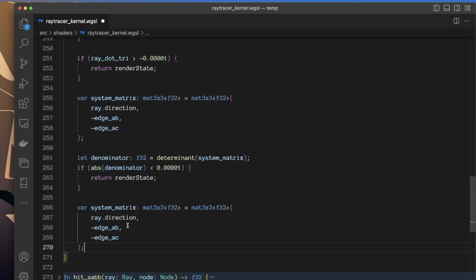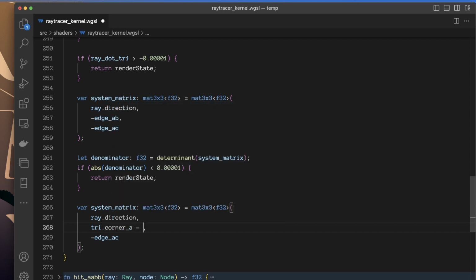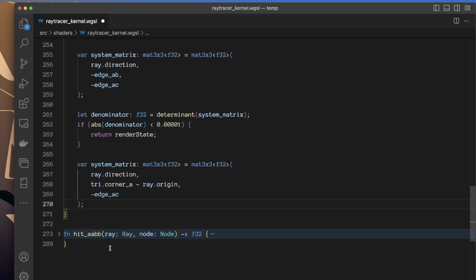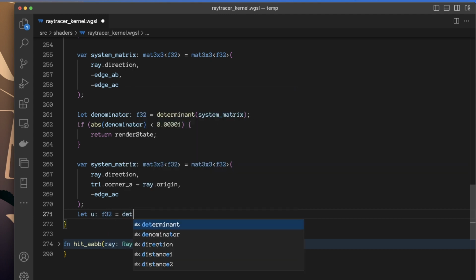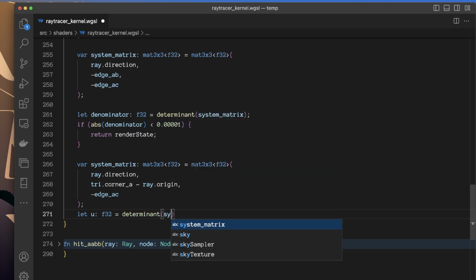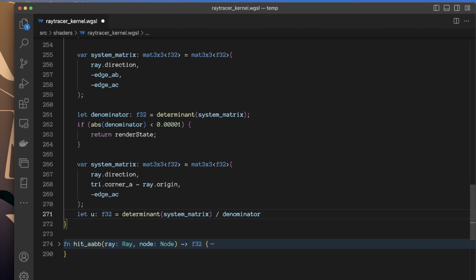So remember, I'm solving for U, which is the second component. So I'll just pop in here the right-hand side of that equation, which is corner A minus the ray's origin. And now we can calculate U. So we'll have U, which is a float32. Again, we'll take the determinant of the system matrix and divide it by the denominator.